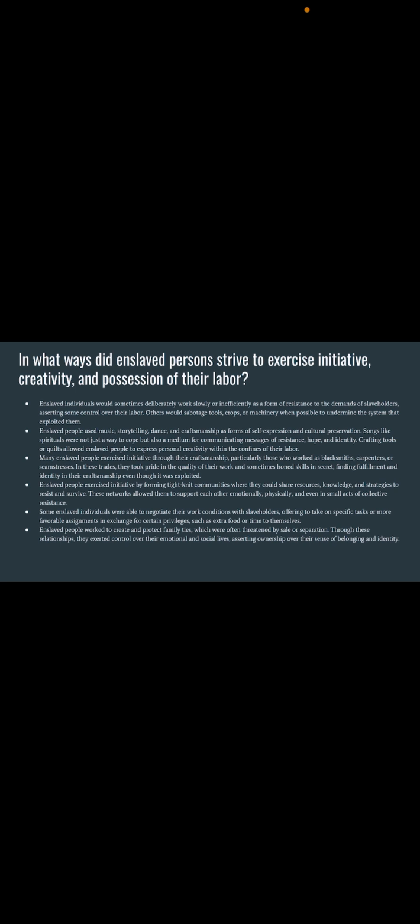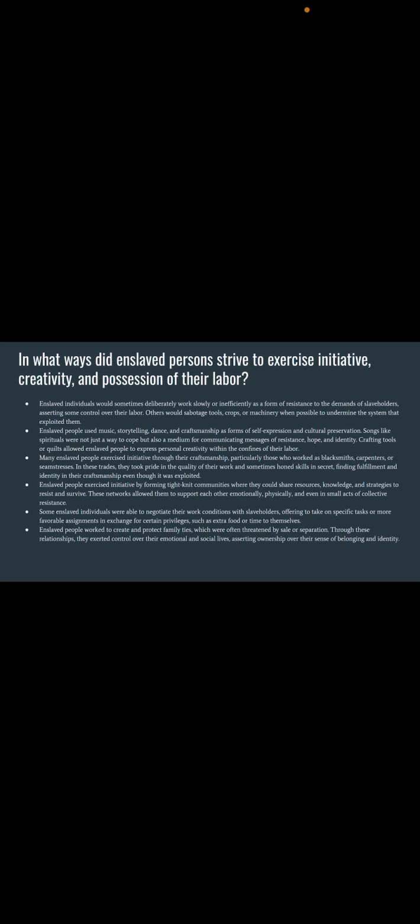They would use music, storytelling, dance, or craftsmanship as forms of self-expression and cultural preservation. Many enslaved people would exercise initiative through craftsmanship, as I already mentioned, and took pride in it. They also exercised initiative by forming tight-knit communities where they could share resources, knowledge, and strategies to survive and resist.